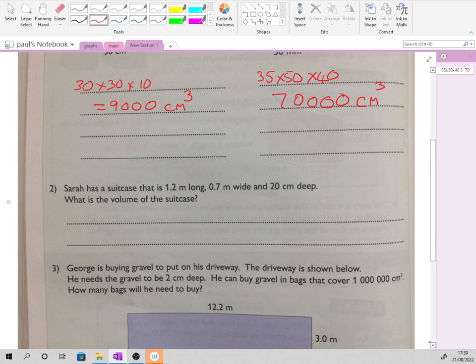Right, Sarah has a suitcase that is 1.2 meters long, 0.7 meters wide, and 20 centimeters deep. Okay, so we've got a mixture. What's the volume of the suitcase? I'm going to change everything into meters, so I'll make my answer meters cubed because it doesn't ask me either way. So all I need to do here is change that to meters by dividing by 100, which equals 0.2. So I've got 1.2 times 0.7 times 0.2.